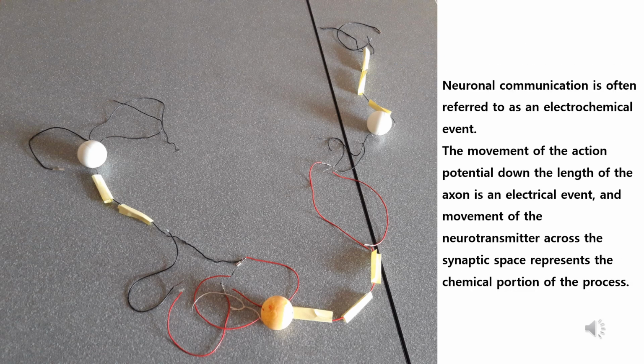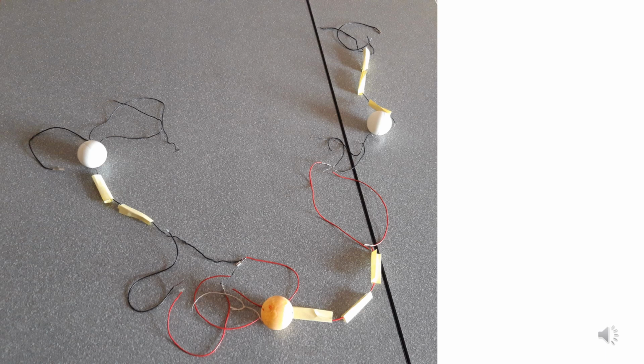Neuronal communication is often referred to as an electrochemical event. The movement of the action potential down the length of an axon is an electrical event, and the movement of the neurotransmitter across the synaptic space represents the chemical portion of the process. So the neurons communicate via both electrical signals and chemical signals.